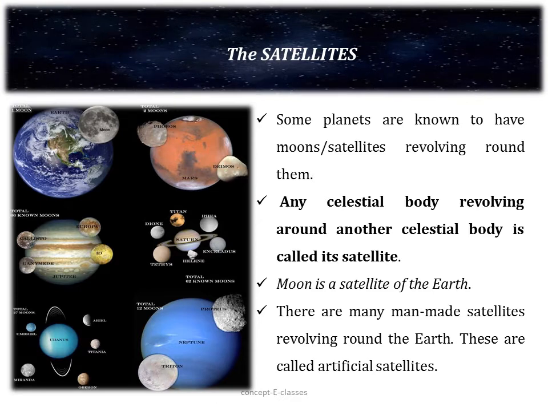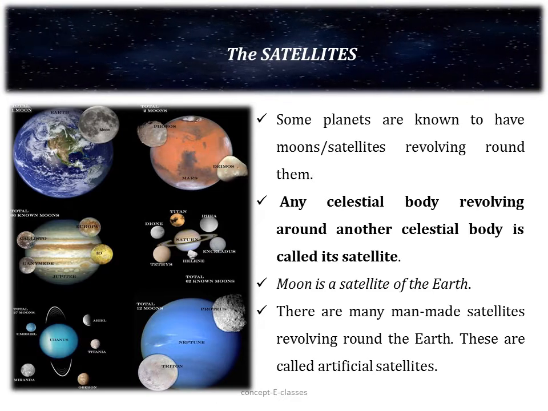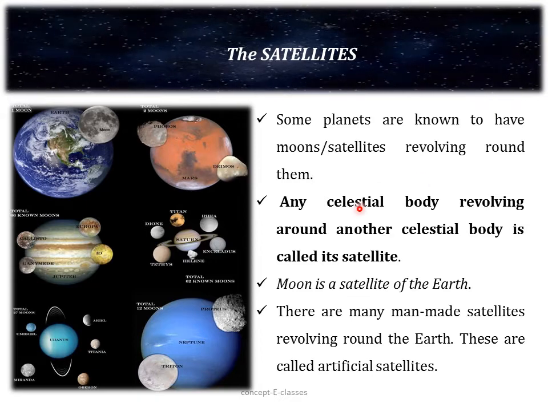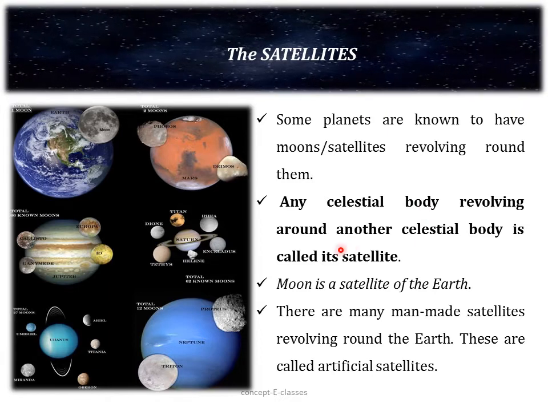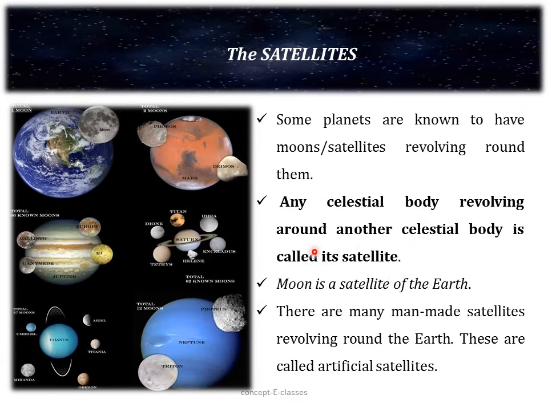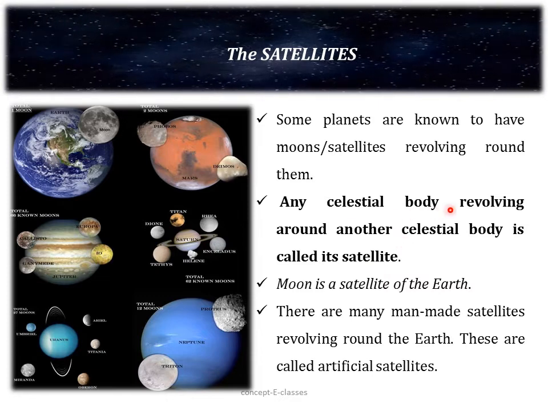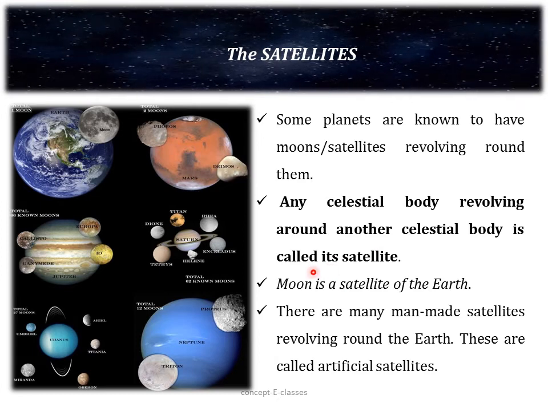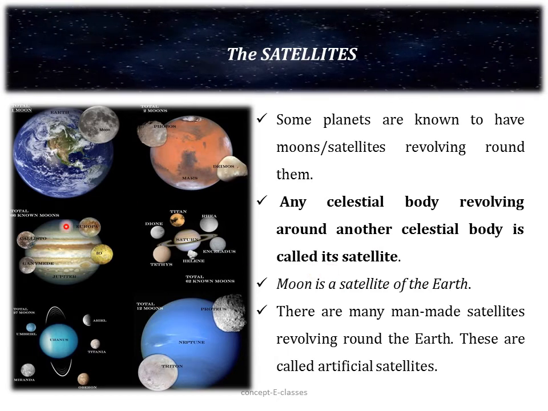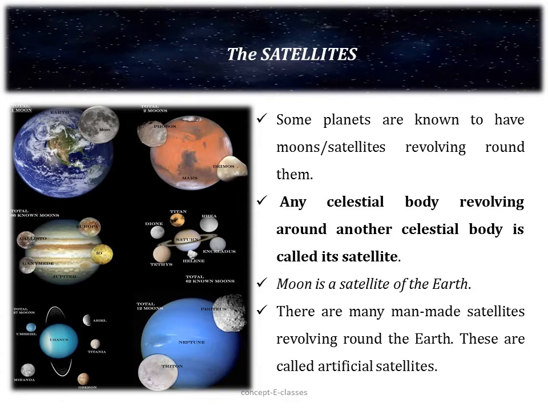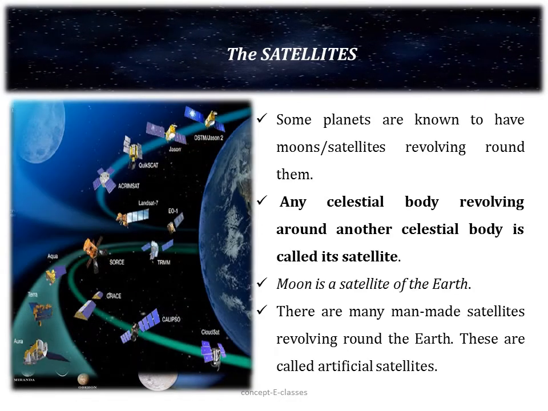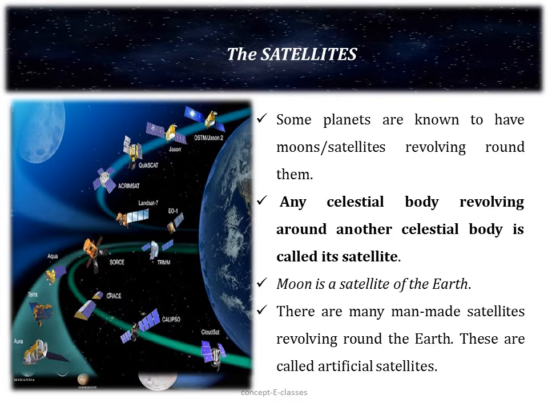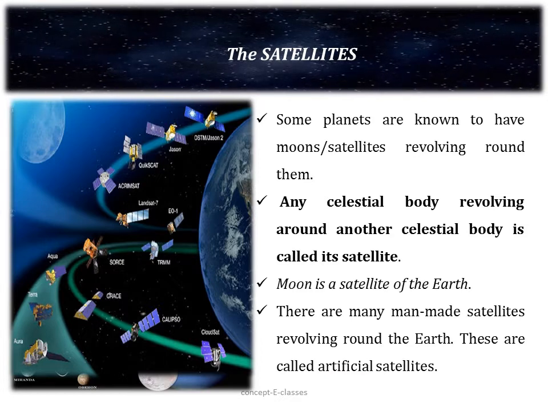The next member of our solar family is the satellite. Now some planets are known to have moons or satellites revolving around them. The definition of satellite is: any celestial body revolving around another celestial body is called its satellite. For example, Moon. Moon is a satellite of the Earth. So these are all natural satellites. Now there are many man-made satellites which revolve around the Earth as well. And these man-made satellites are called artificial satellites. We learn more about artificial satellites in the following slides.